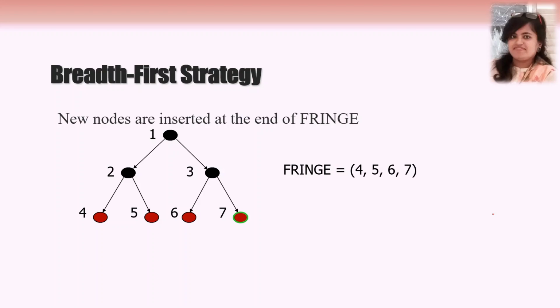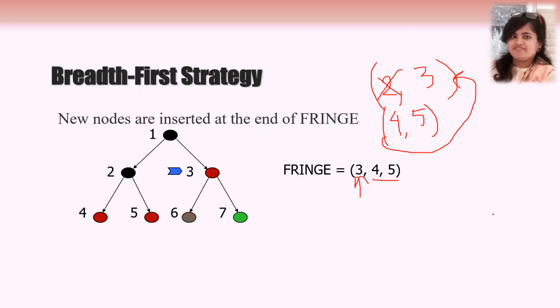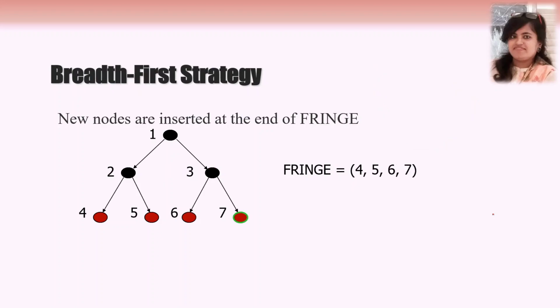So 3 will be removed from the fringe, and its child nodes, 6 and 7, will be placed at the later part of the fringe. Now the fringe becomes 4, 5, 6 and 7. Now we will be searching node number 4. Then we will go to node number 5. Then we will go to node number 6. Then we will go to node number 7.